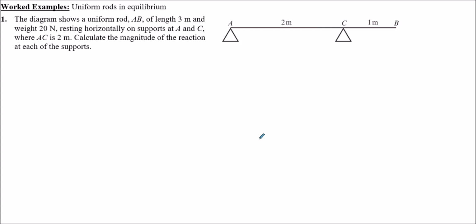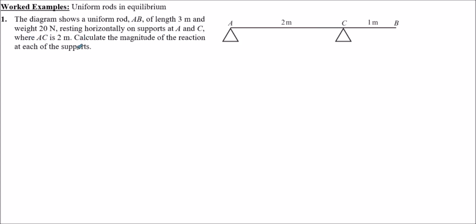So we have a diagram here, and it shows a uniform rod from A to B with a length 3 meters, and it's got a weight itself of 20 newtons, and it rests horizontally on 2 supports at A and C, where A to C is 2 meters. Calculate the magnitude of the reaction at each of these supports.